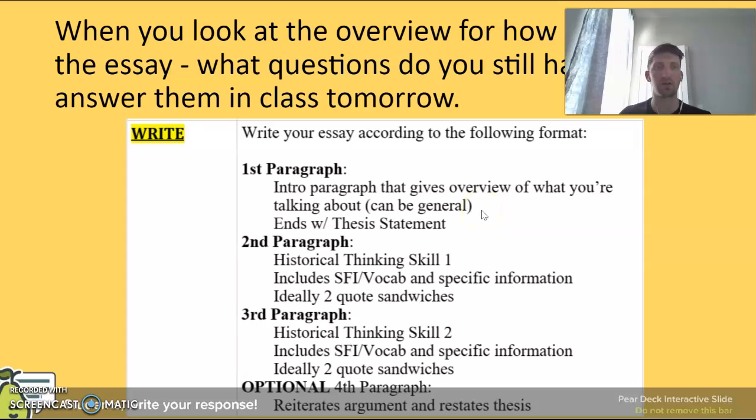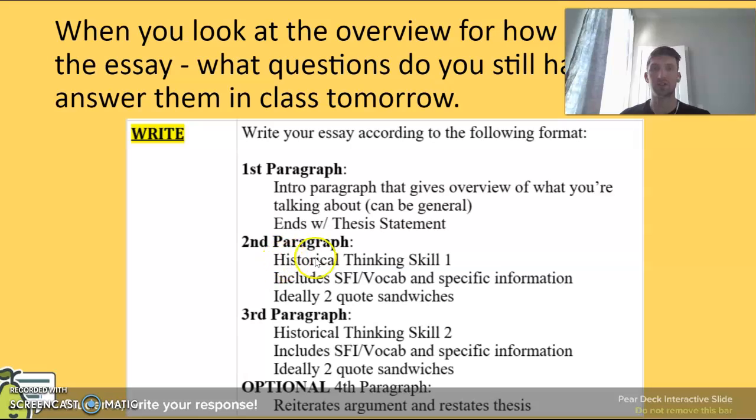Again, we know on Thursday that our DBQ is going to be on the Great Depression and New Deal. So if I'm writing an essay, I'm going to spend 2 or 3 sentences talking about what the Great Depression is and what the New Deal is. Very general, and then I'm going to end with my thesis statement that is going to have my actual argument, and it's going to tell the reader what I'm going to talk about in my second and third paragraph.